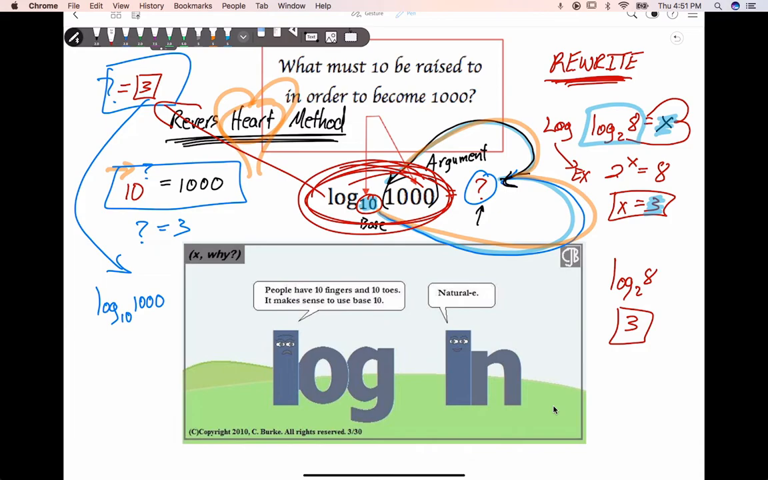And we have a joke for you real quick. Just down here, we have people have 10 fingers and 10 toes. That's why it makes sense to use the log base 10.